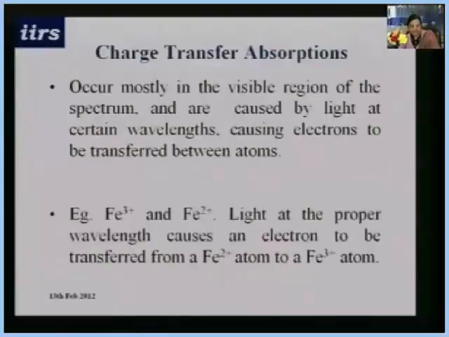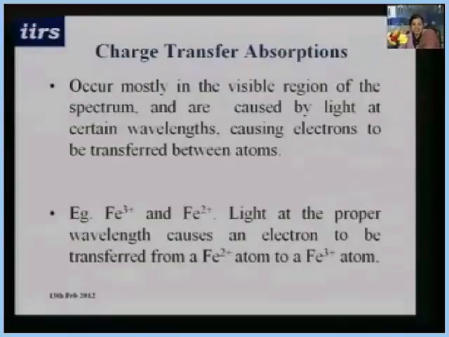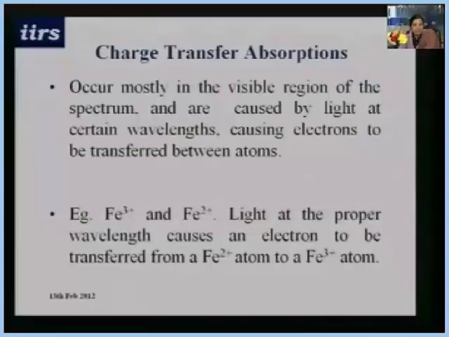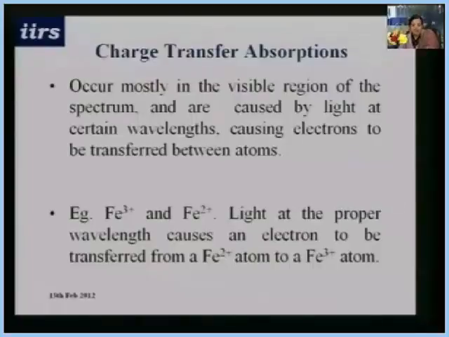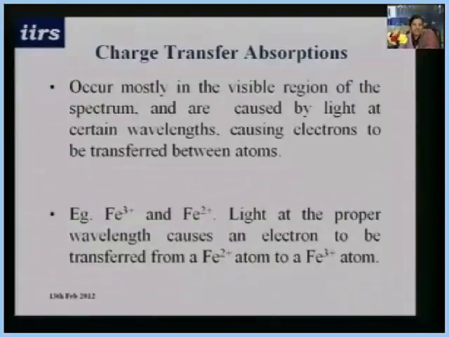The charge transfer absorption process occurs mostly in the visible region of the spectrum, and is caused by light at certain wavelengths causing electrons to be transferred between atoms. So when the electrons are moved from their energy levels, it results in absorption. For example, with iron Fe3+ and Fe2+, light at the proper wavelength causes an electron to be transferred from Fe2+ to the Fe3+ atom, causing the absorption.